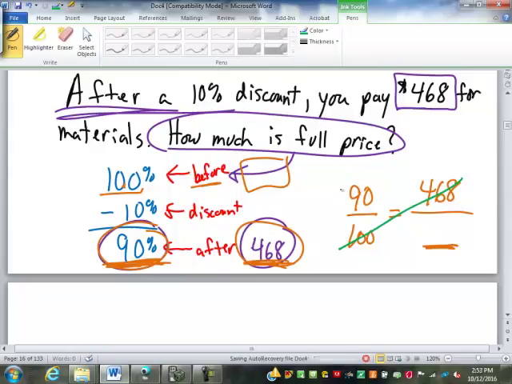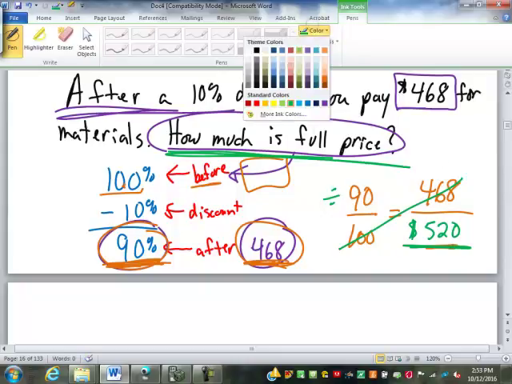100 times 468 divided by 90 is what? 520? So 520 is the full price. Is that what we were looking for? Yes, we are. 520 is our full price.